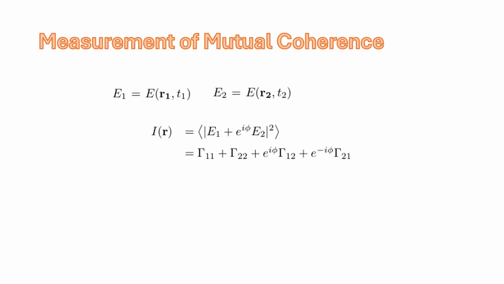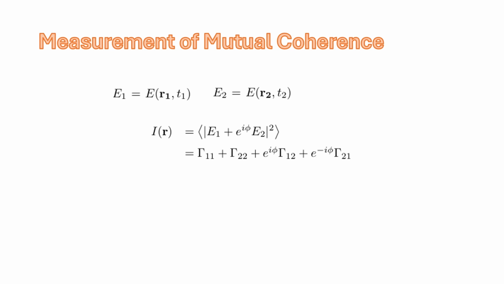And so we see the self-irradiance of each of the terms, the gamma 1,1, the gamma 2,2, that would be the energy in each of the field components individually, and then we'd add to that the cross terms. And so this is a measurable irradiance quantity, the interference from this field drawn from two different field points.